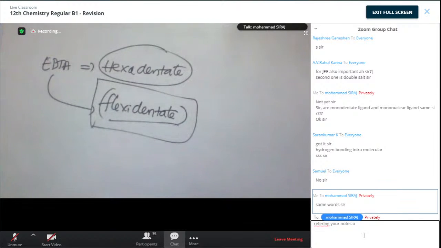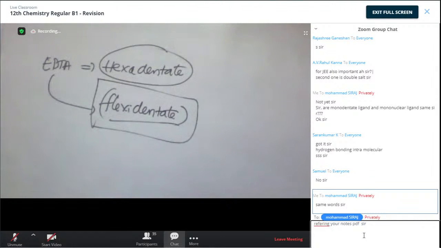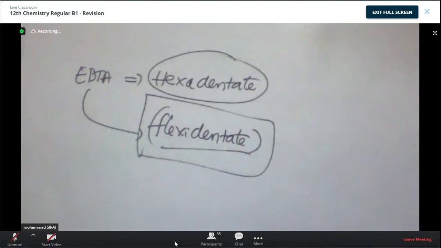Hexadentate is nothing but 6 donor atoms are present. If you are following my notes, everything will be there in the notes. Okay, you are referring to the PDF.